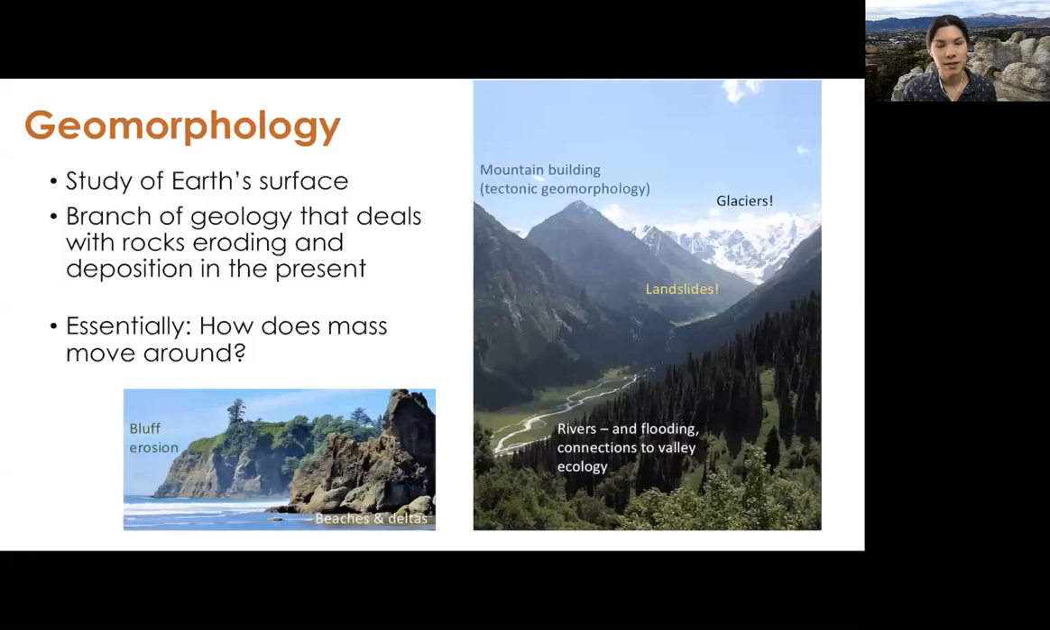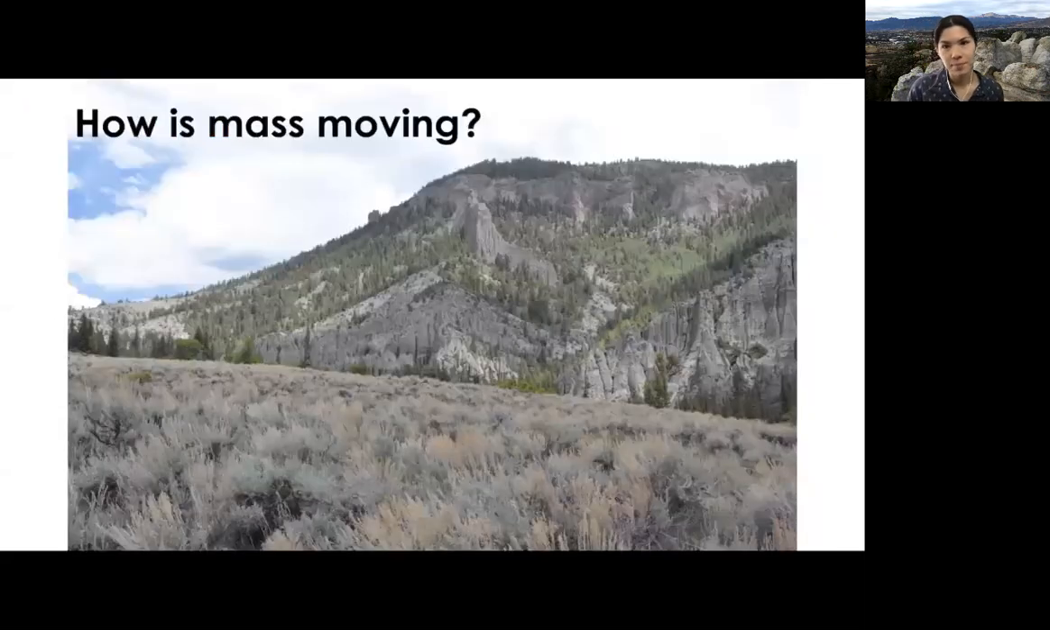Just to give you some examples of things that are encompassed by geomorphology, we think about glaciers. So glacial erosion is glacial geomorphology. We talk about landslides, which we'll go over today. Rivers and flooding, which we'll talk about tomorrow. But geomorphology also includes longer time scale things like mountain building, or when we go down to the ocean, we think about bluff erosion, kind of coastal geomorphology that deals more with beaches and deltas. But like I mentioned, we're really going to be focused on landslides today. And we can ask ourselves this question of how is mass moving around in the context of a hill slope?